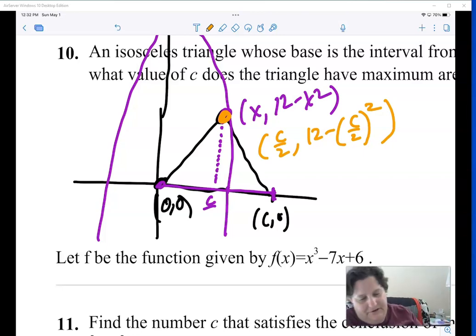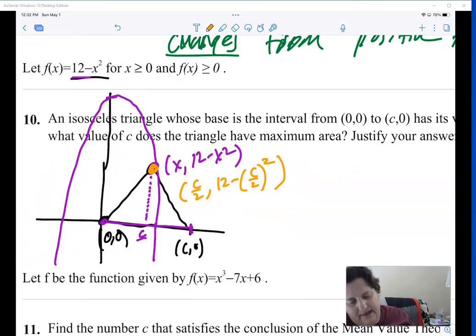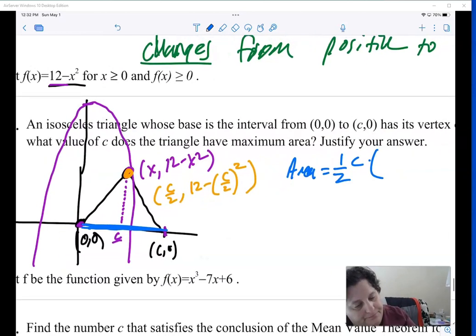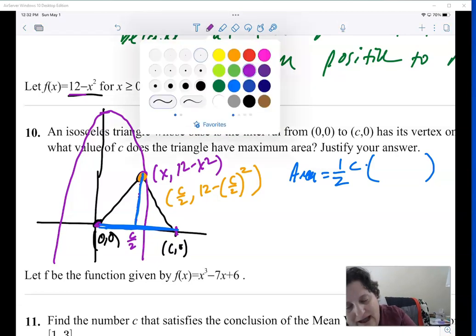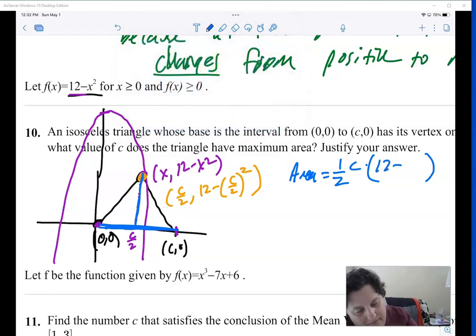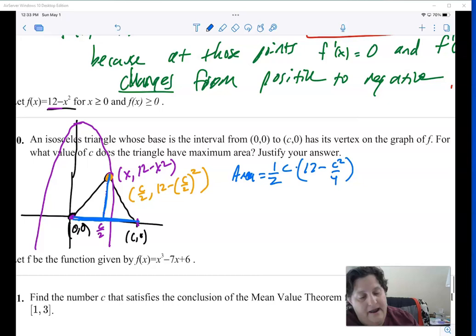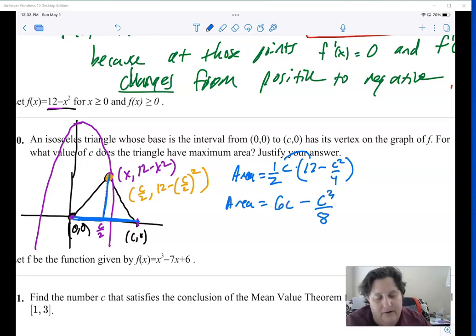All right, this is definitely a tricky one here. Now, what is the area of an isosceles triangle? The area of an isosceles triangle is 1/2 base, what's the base right there? C, times, what's the height right here? The height is the y coordinate, which is 12 minus, I'm just going to write that as c squared over 4, if everybody's cool with that. And that's my area equation. Now, let me simplify this a bit. That's going to be 6c minus c to the third over 8. That is my area equation.